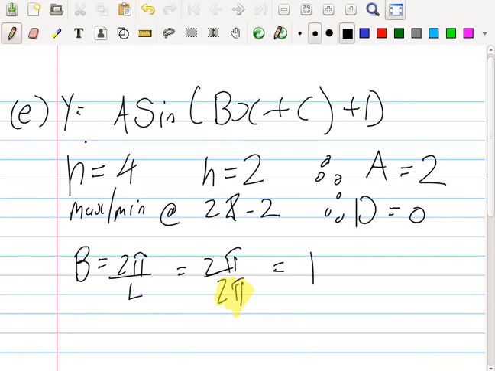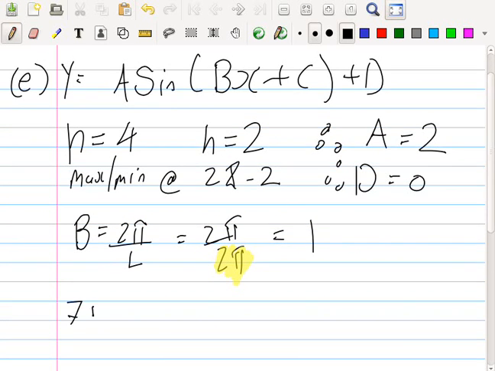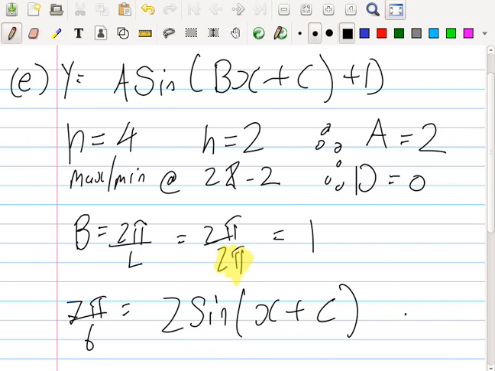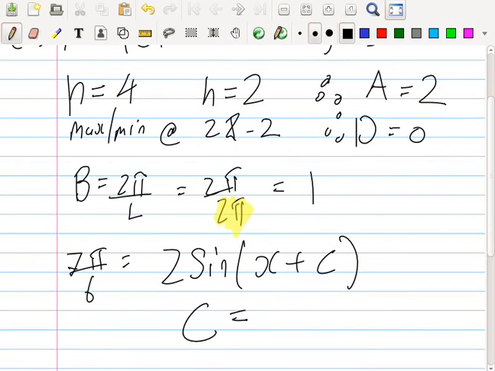Right. Now, how do I find the C? By putting in a point. And I think I put in the point, you see at the end there, 7 pi over 6. What's the Y for that value? 2. Yeah, so 7 pi over 6 gives A, B, which is 1, C, and D is 0. Okay, somebody tell me what the C is here.